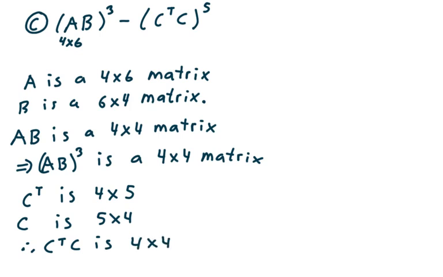Right? And I'm talking about a 4 by 5 matrix. Okay. This is a 5 by 4 matrix. And so C transpose C is a 4 by 4 matrix. Okay. So if I take C transpose C and raise it to the fifth, that's a 4 by 4 matrix.